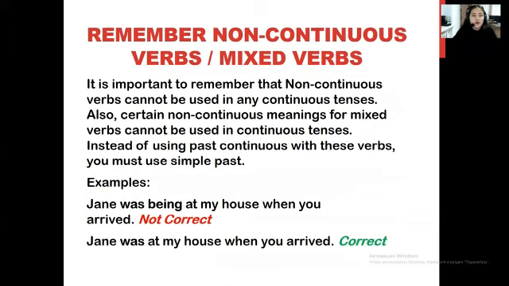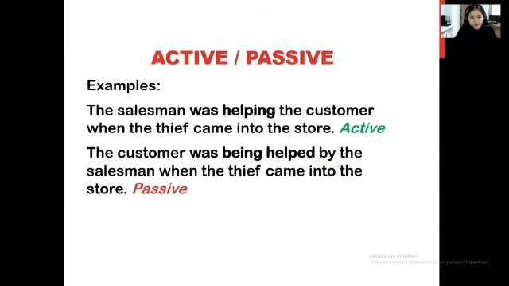It is important to remember that non-continuous verbs cannot be used in any continuous tenses. Also, certain non-continuous meanings for mixed verbs cannot be used in continuous tenses. Instead of using past continuous with these verbs, you must use simple past. Examples: Jane was being at my house when you arrived. Jane was at my house when you arrived.